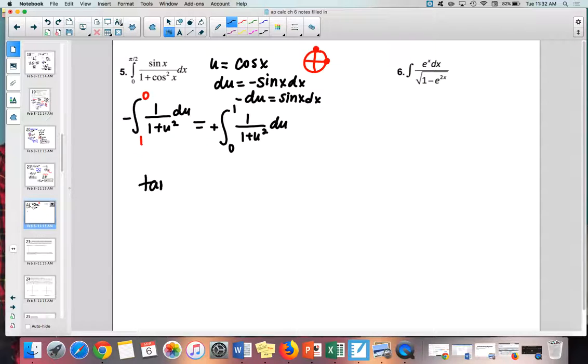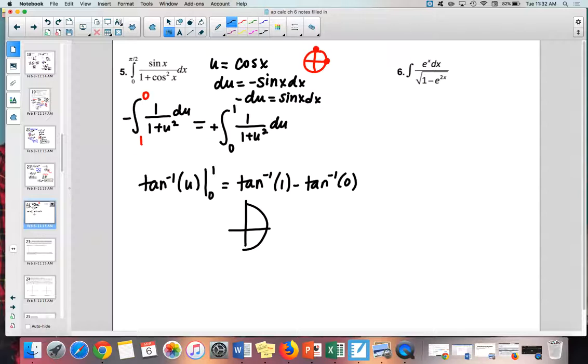So we get inverse tangent of u going from 0 to 1. So we're going to have inverse tangent of 1 minus inverse tangent of 0. These are numbers that you should know. Like sine, inverse tangent is restricted to the right side of the unit circle between negative pi over 2 and pi over 2. Every answer you get should be between those two values. You're never going to get 11 pi over 6. That doesn't work. 11 pi over 6 you would write as negative pi over 6.